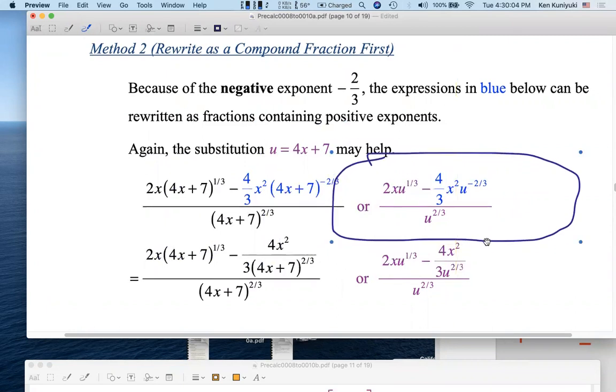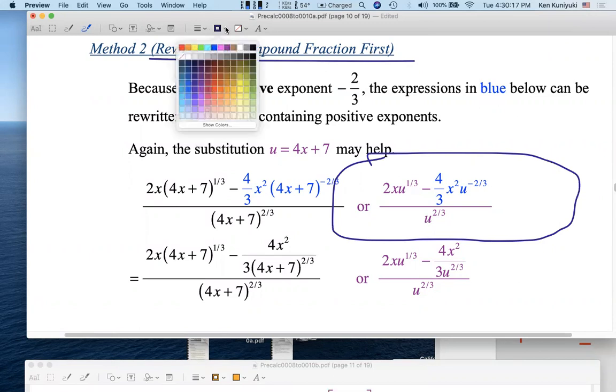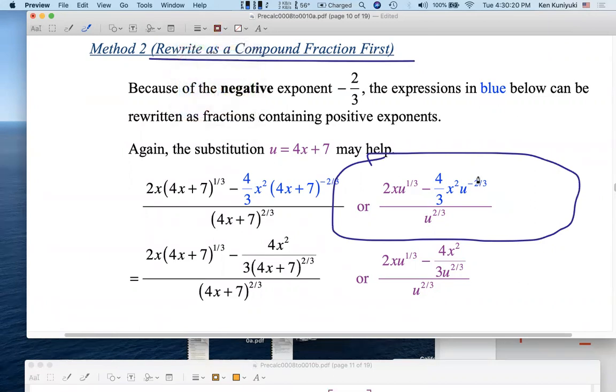All right. Now, in this expression, in method 1, we factored the top. We factored the numerator. Now we're going to try a different method. We're going to rewrite this expression as a compound fraction first. All right. Looky here. We have the -2/3 as an exponent on u, which suggests that we can rewrite the second term up here as a fraction. So let's focus on the second term up on top.